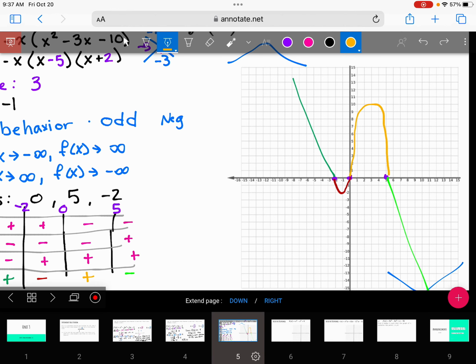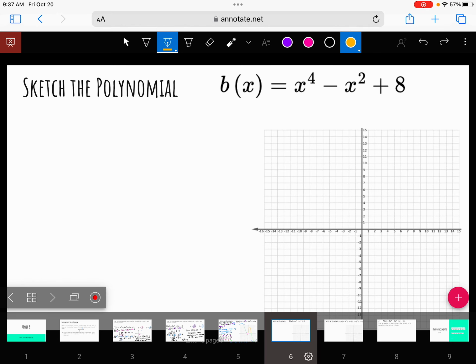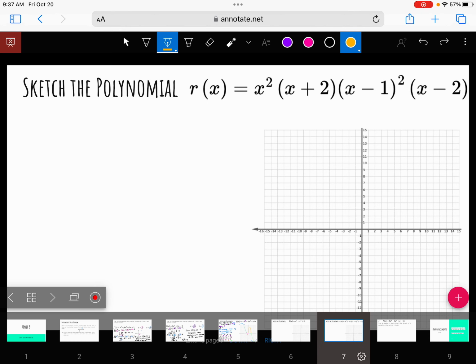Okay, let's do another one like this. Oh, not this one. That one was super duper gross.